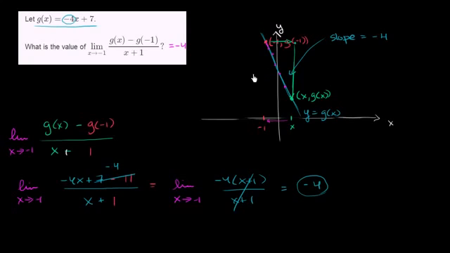So either way, we get negative 4. But if you just realize, hey, this is a line. It's going to have a constant slope. This is just the slope between some arbitrary point on the line and the point negative 1 comma 11. You say, well, that's just going to be the same as the slope of the line. It's negative 4.